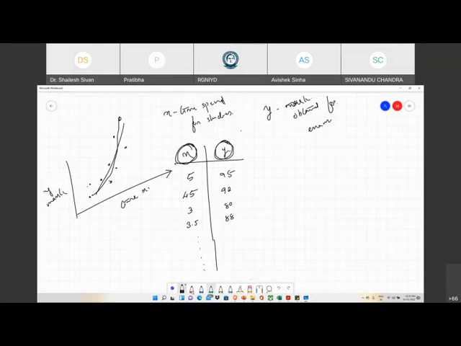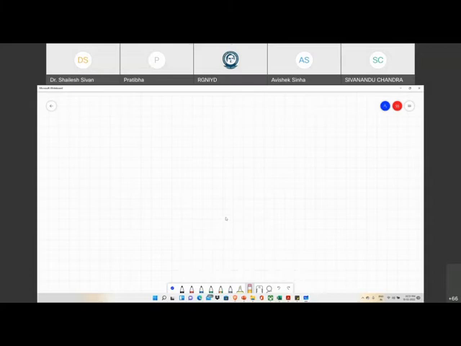But in a real-time situation, is only the time spent for studies contributing to the mark obtained by a student? What do you think? Can anyone say some other factors which influence the mark of a student? First one is time. The other one can be... any guess?